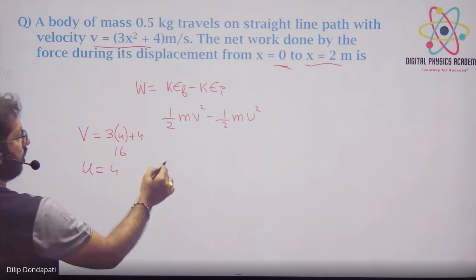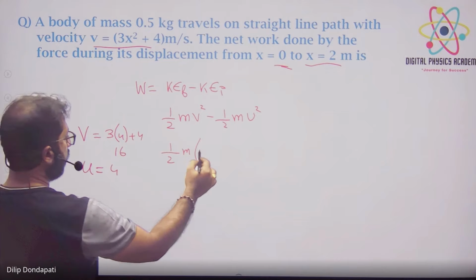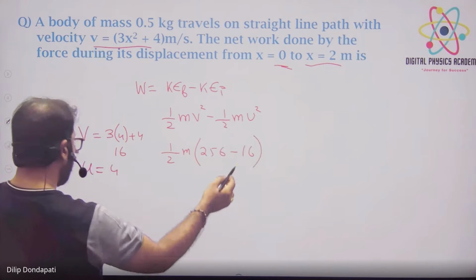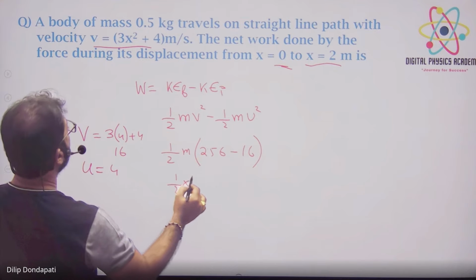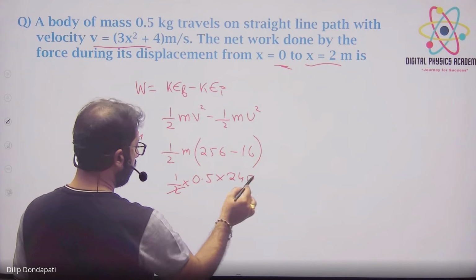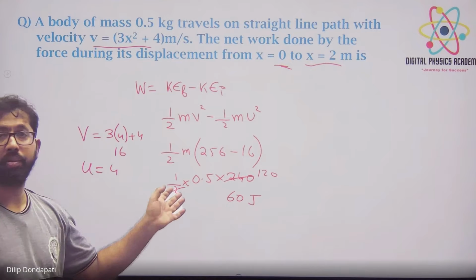So now substitute here, half m common. V square means 16 square is 256, minus u square is 16. So how much will it be? 240, and half into m is 0.5 into 60, so the answer is 60 joules. So you have to use the work energy theorem.